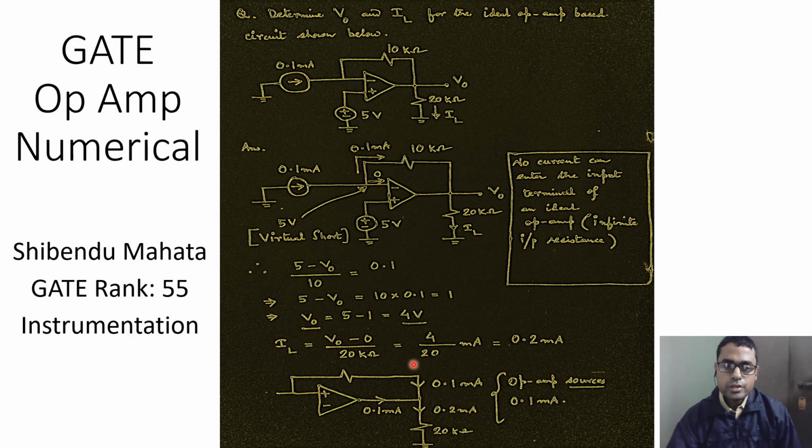Now just going one step forward with this problem, see that here was the current of 0.1 milliampere flowing through this feedback resistance, and the load current was equal to 0.2 milliamperes, and therefore the additional 0.1 milliampere must be contributed by this operational amplifier. So this op amp is sourcing 0.1 milliampere, and this 0.1 plus the 0.1 obtained from the operational amplifier's output results in the load current of 0.2 milliampere.